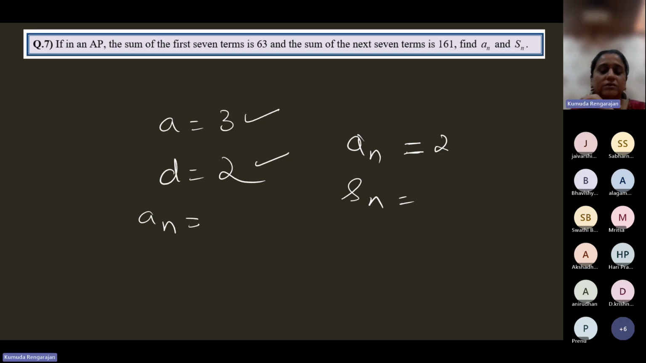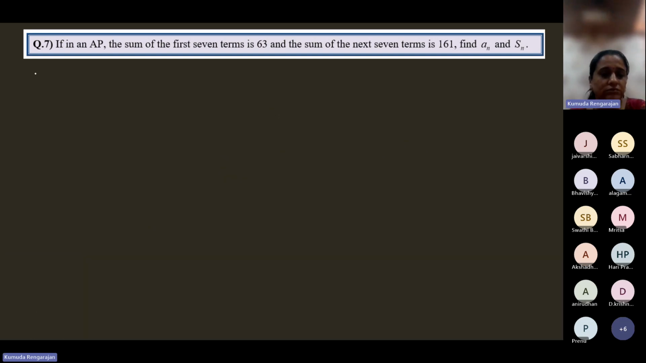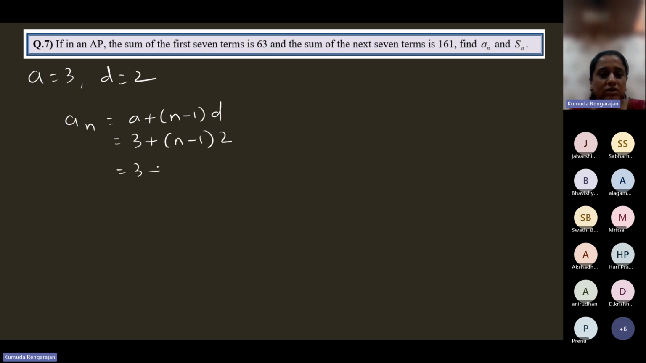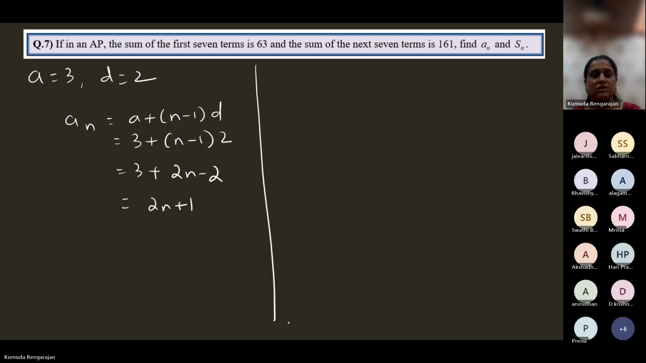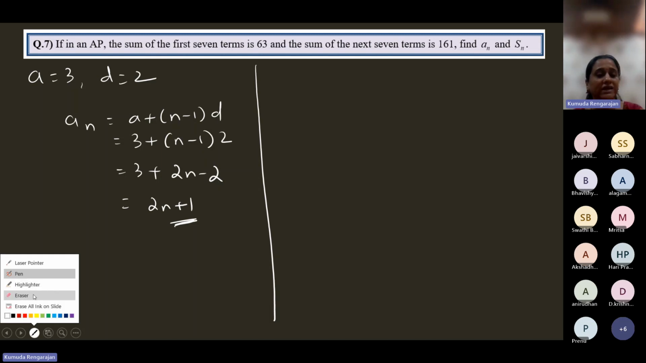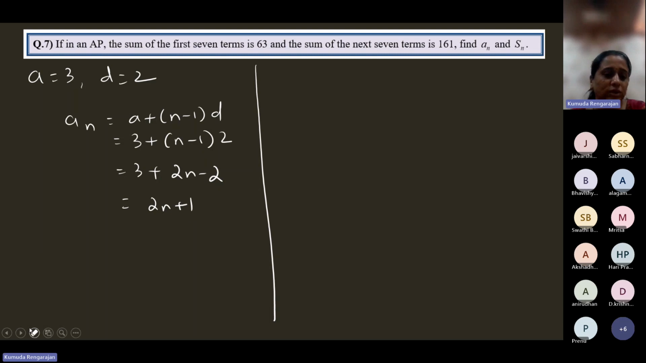Okay, I think you have to still work that. So AN will be, children, let me just work that part alone. A is 3 and D is 2. So how do we find AN? AN is A plus N minus 1 into D. That is 3 plus N minus 1 into 2, which is 3 plus 2N minus 2, which is 2N plus 1. This is AN. This is the general term, the expression to find the general term of the AP. Any term you can find using this expression 2N plus 1.